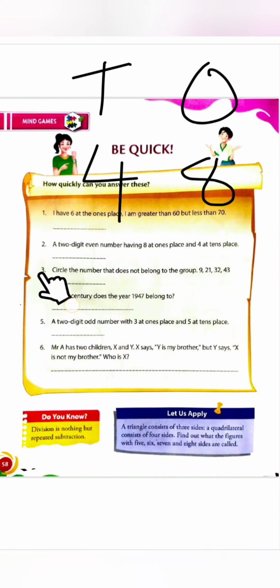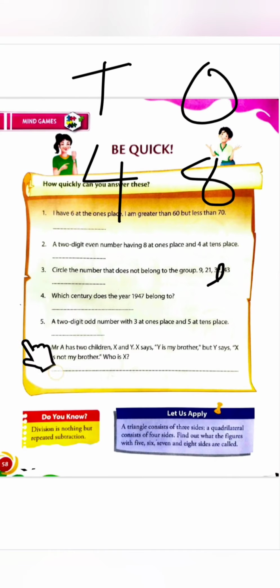Now question number 3. Circle the number that does not belong to the group: 9, 21, 32 and 43. So kids, here all given numbers are odd numbers, right? Number 9 is odd, number 21 is odd, 32 is odd. No, 32 is not an odd number. So we circle the number 32, and kids, 43 is also an odd number. So we circle the number 32.